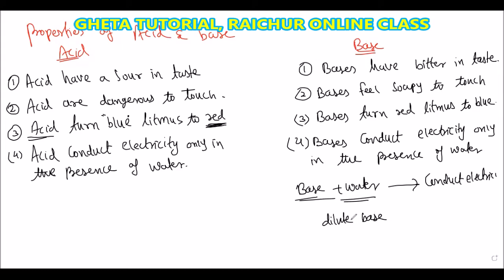Dilute base. What is called dilute? The dilute base conducts electricity. Dilute base is nothing but, for example, dilute sodium hydroxide. It is nothing but sodium hydroxide in which water is present. Dilute sodium hydroxide is nothing but what? In this sodium hydroxide, the water is present.